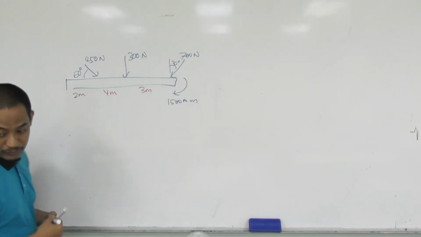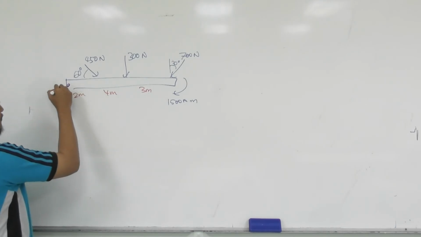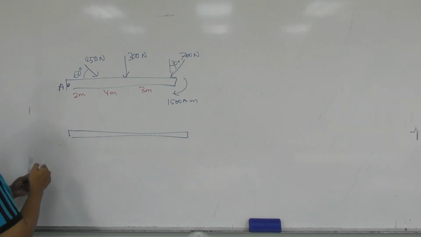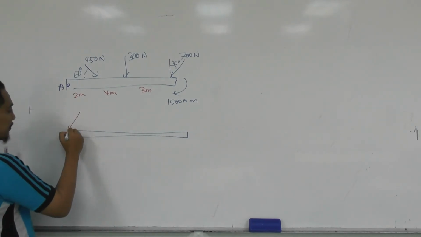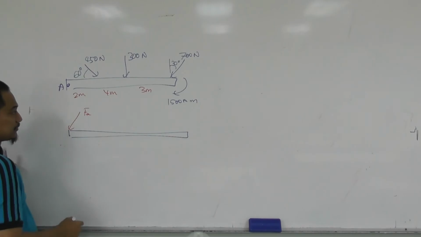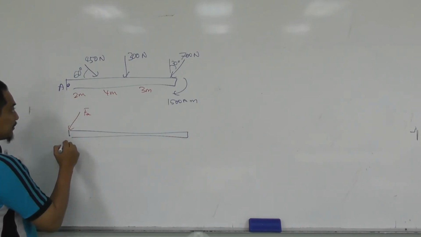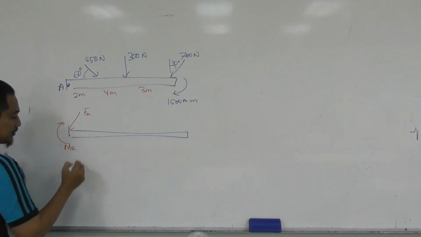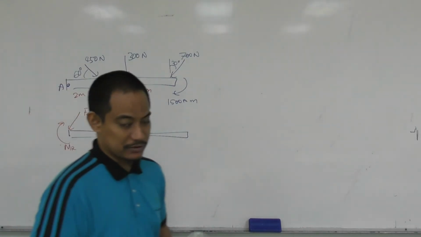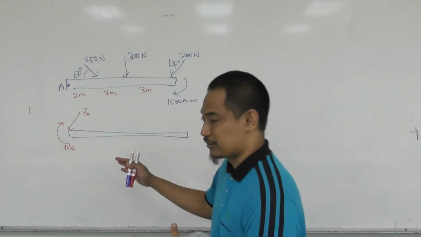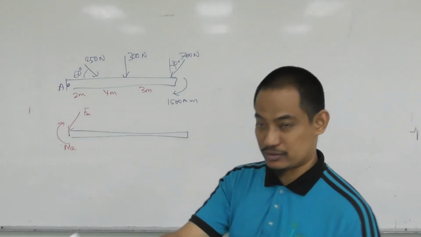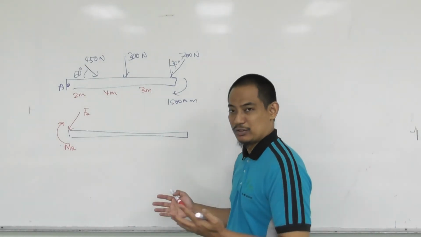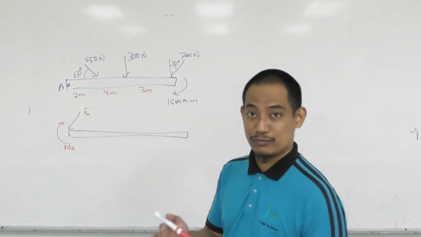So where is point A? Point A is at the end here. The question wants FR and the moment MR, so that's basically our answer. You should know that from the beginning. So how to get FR? You resolve everything into X and Y components and get the resultant. That's how you get it.